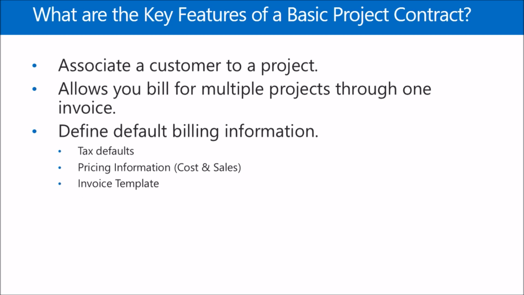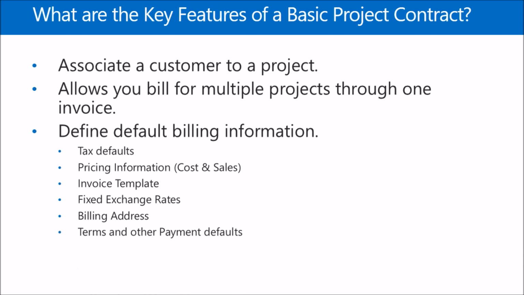Invoice templates, so basically the printout, when you print an invoice, you can define the default value at the contract level. Also, if you have a negotiated rate, when it comes to exchange rates, you can set that at a contract level. Billing address as well. Terms and other payment defaults, and another key one is financial dimensions. You actually set those up at the contract level, and, I should say, at the funding source level within a contract, because when you actually run an invoice, there's situations where the financial dimensions of your funding source are used rather than a project's dimensions.